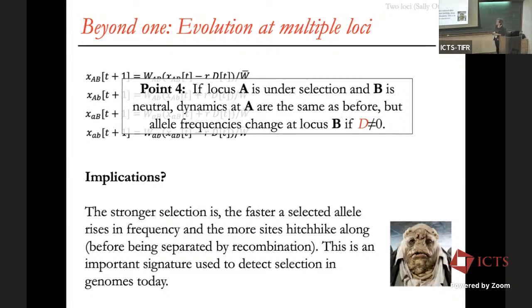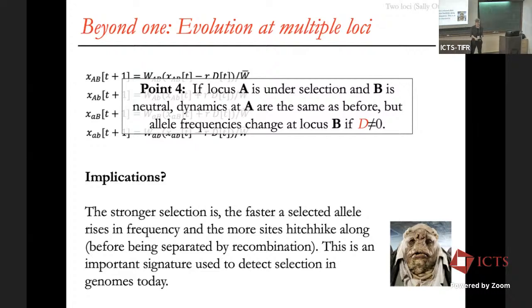And the stronger selection is, the faster a selected allele rises in frequency and the more sites hitchhike along with it before being separated by recombination, which is really an important signature for finding selection in the first place these days. If this wasn't true, it'd be very hard. It would be a needle in a haystack because we'd have to be able to see a signature at that one site. And if it's fixed, we wouldn't know why. So we're always looking for things that are happening nearby.